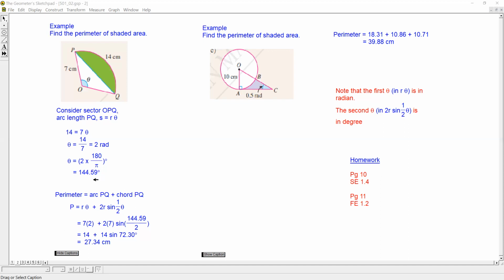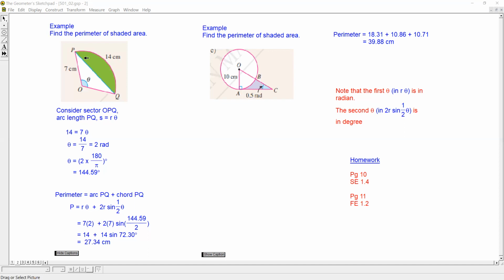Okay, so now I have the angle already. So I want to find the perimeter. Perimeter of this green color is the arc PQ plus the chord PQ. Arc PQ is this curved line, which is r theta. So r is 7, theta is 2. You don't want to calculate also can, because the arc is already given, 14. So you can straight away put down 14.